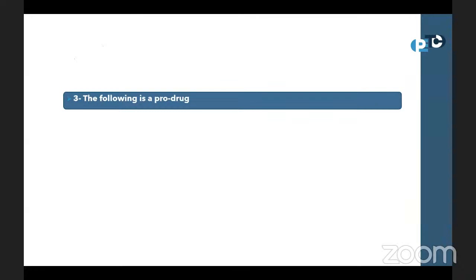The next one. The following is a prodrug. Let us see the choices: ethynyl estradiol, hydrocortisone, spironolactone, or testosterone. Which of them is called a prodrug? Regarding those choices, it is ethynyl estradiol. What is the meaning of prodrug? A prodrug is a drug that has no efficacy or pharmacological activity by itself, but it needs to be metabolized in our body to give the active form or the active metabolite. So ethynyl estradiol is the right answer.